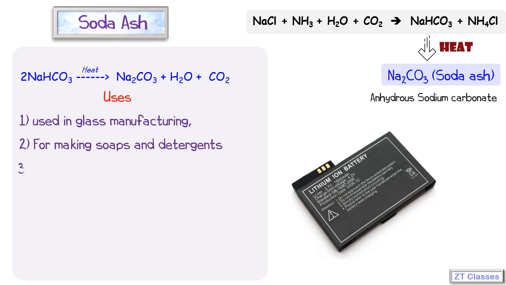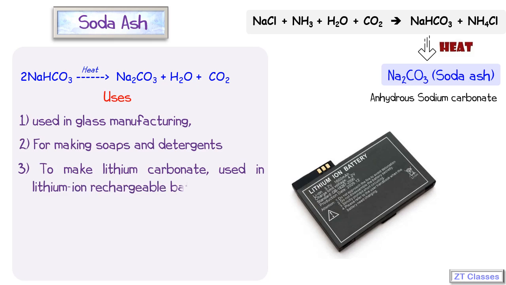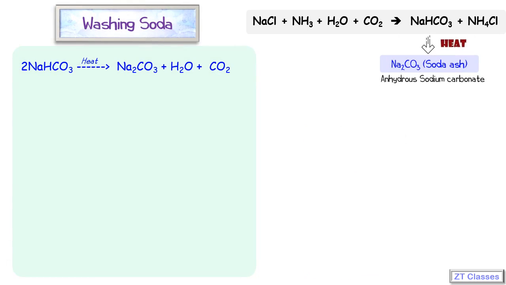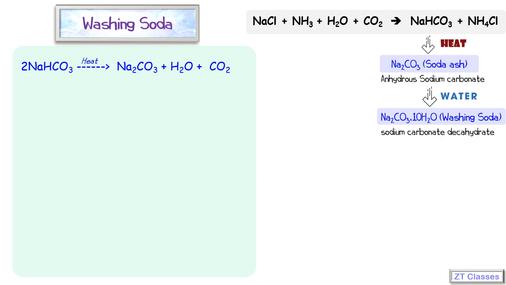Besides that, it is used in making lithium carbonate, which is used in batteries, and it's used in metallurgy for extraction of various metals. Last but not least, soda ash is also used for manufacturing washing soda. Let's discuss washing soda in slightly more detail. When you treat soda ash with water, you will get crystalline structures of washing soda. This is sodium carbonate decahydrate. Each molecule of sodium carbonate has 10 molecules of water attached to it.